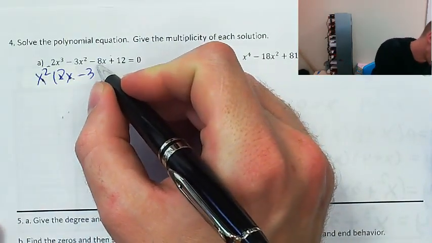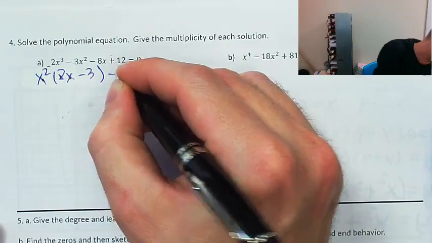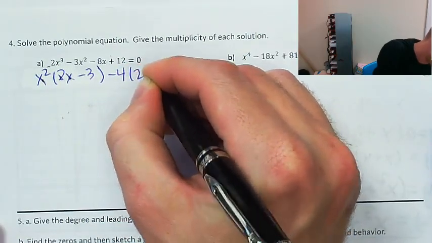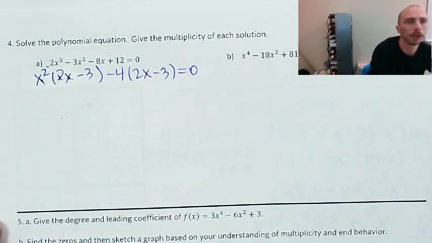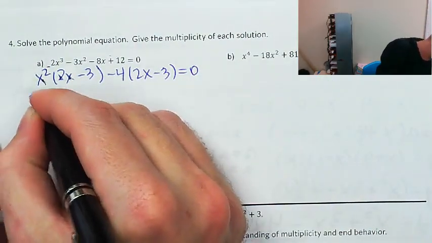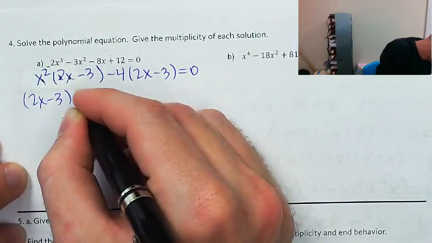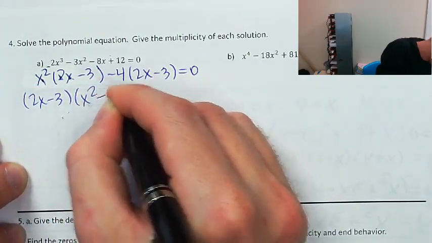What's the greatest common factor here? That would be minus 4. Times 2x minus 3. Okay, yeah, that's looking good. So I'm going to factor out the 2x minus 3. I'd be left with x squared minus 4.